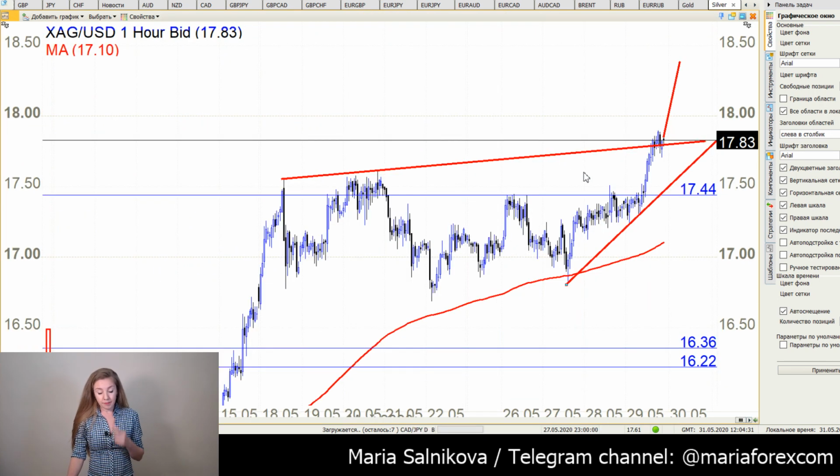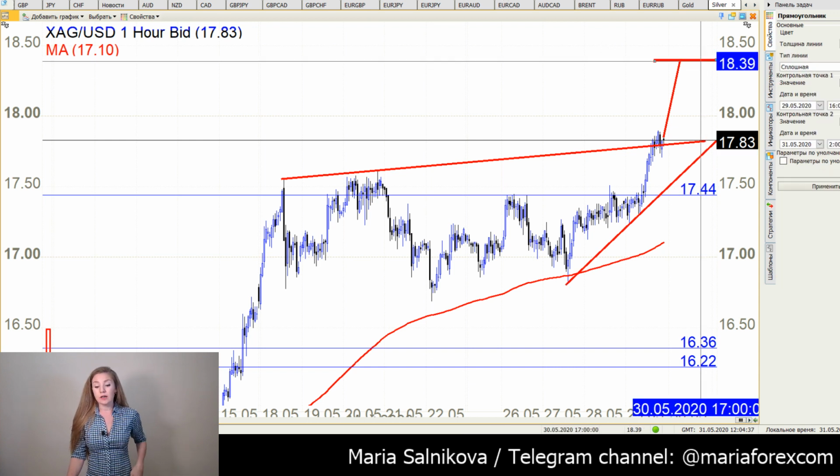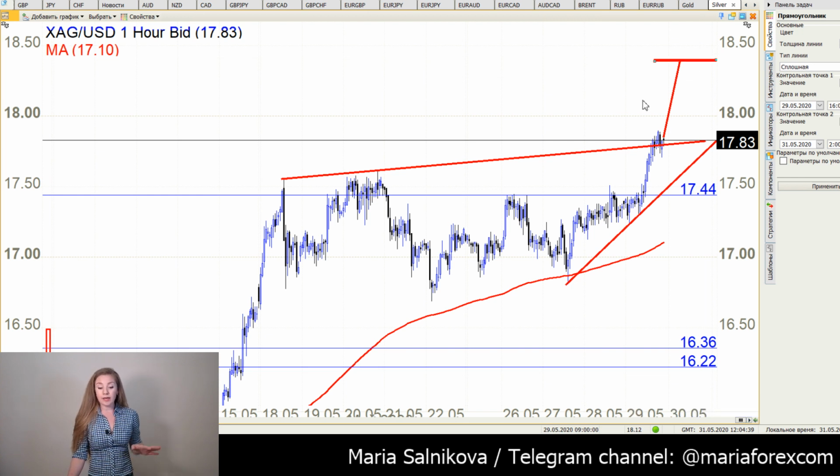Let's go to silver. And I see that here is an opportunity to buy with the target 18.40, and my idea is that while price is above 17.80, it is okay to go up to 18.40. I would like to mention that we did open long positions a couple of weeks ago, and thank you very much for those who follow my ideas.